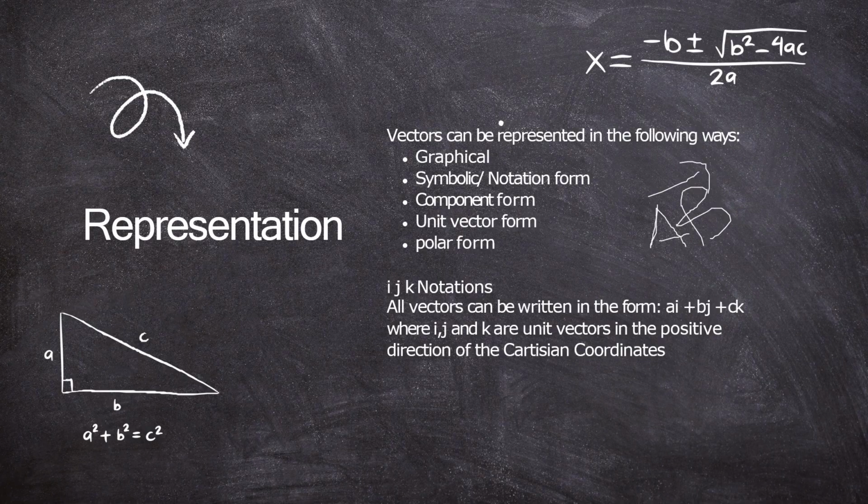Then we have the component form where you split the vector into its components. Any vector which is drawn like this, an arrow and a line, can be split into its x and y components. You can write this because this vector has a distance from the x-axis and a y-axis.